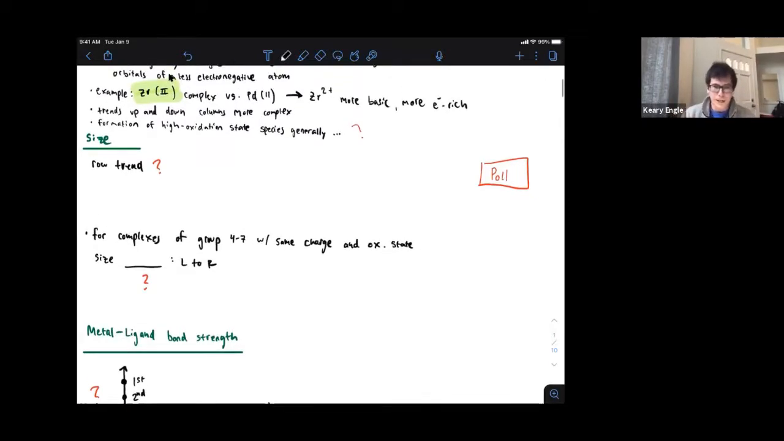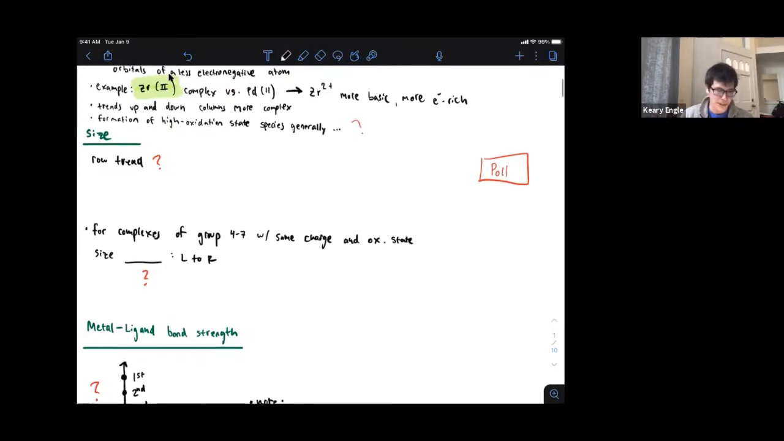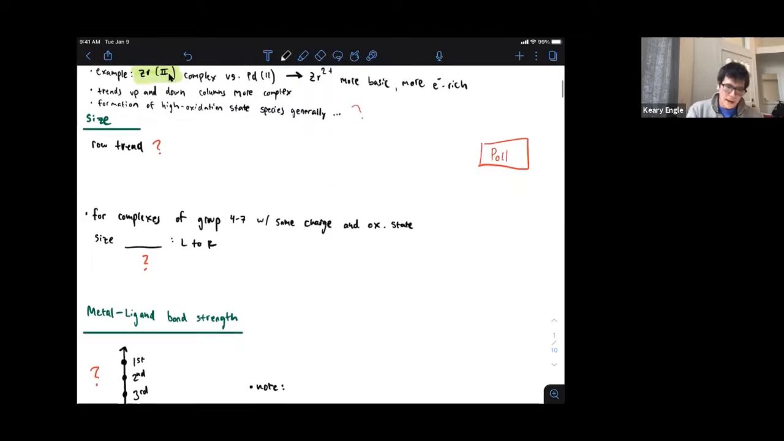Now the trends for this particular metric of ionization potential, the trends up and down a given column are more complex. There aren't clear trends, other than to just say you'd have to look at the individual column to make a statement.